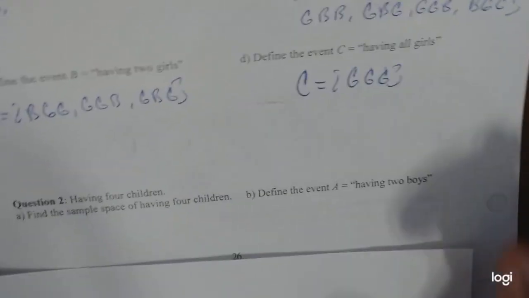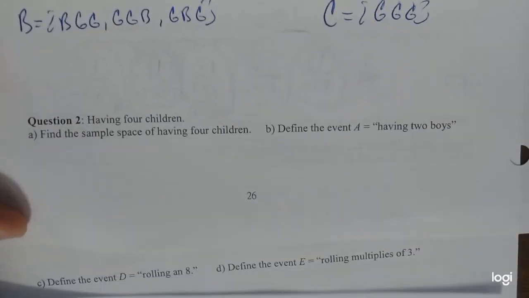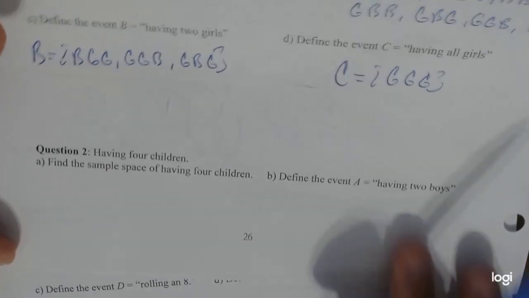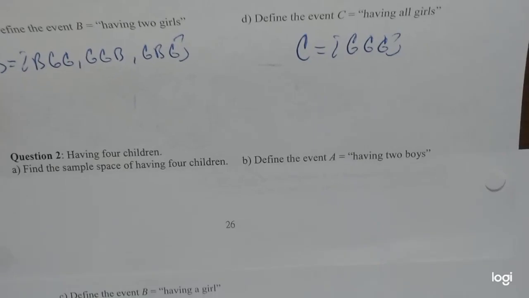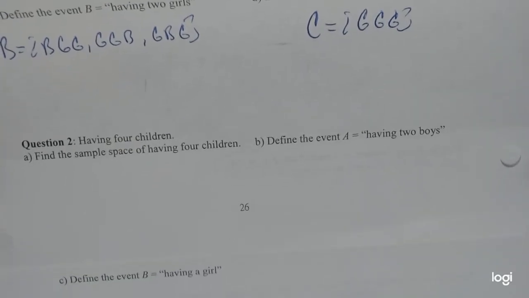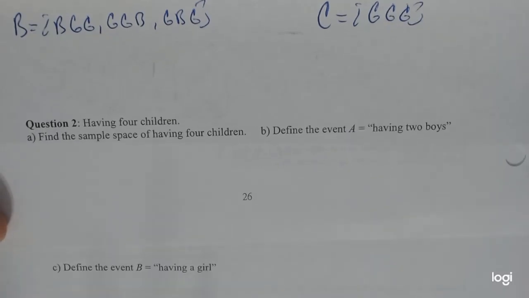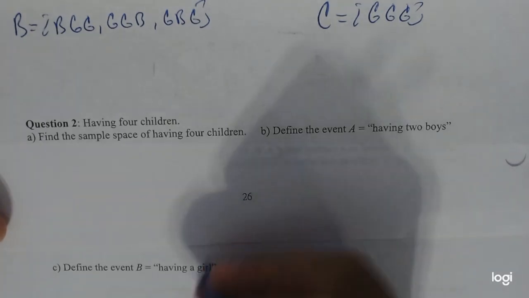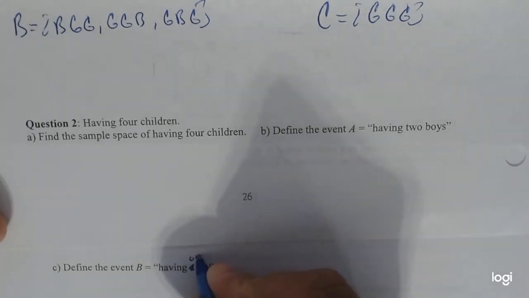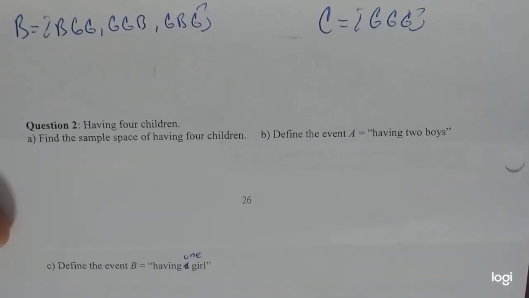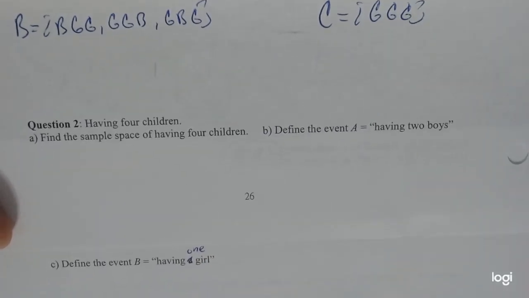So here is a fun little activity for you guys. Why don't you guys try question 2? So all of question 2. Find the sample space of 4 children now. Define the event having 2 boys, and then define the event having a girl. So we're going to say 1 girl, to make it easier. So having 1 girl for C. Okay. So again, just do a quick pause. 3, 2, 1, pause and try it out. Guarantee you it's more than you may think.